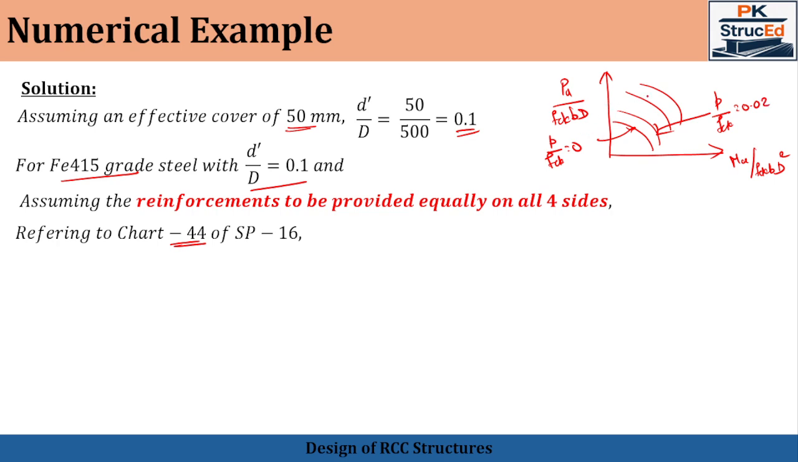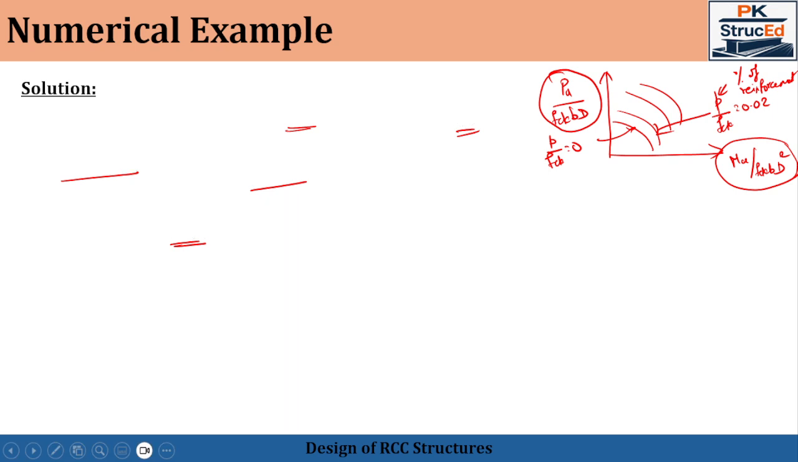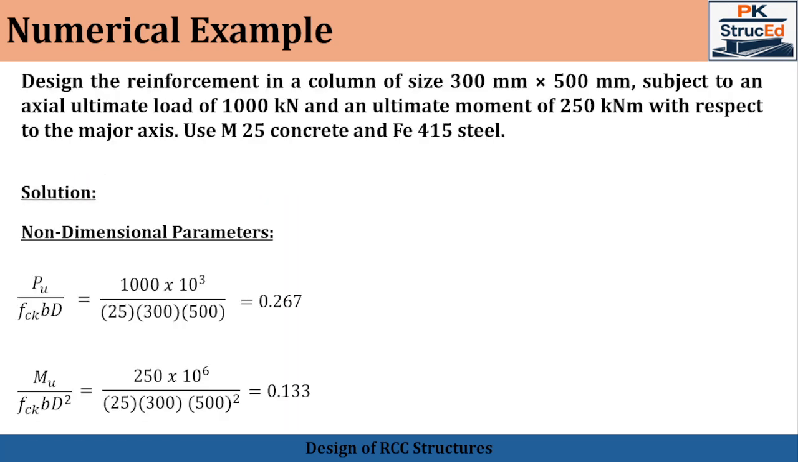Likewise, as an increment of 0.02, this ratio will be available, where P represents the percentage of the reinforcement and fck is the grade of concrete. So now we calculated Pu by fck bD and Mu by fck bD square. Since these two values are known, we can get the values. For example, we already calculated Pu by fck bD as 0.267 and Mu by fck bD square as 0.133.